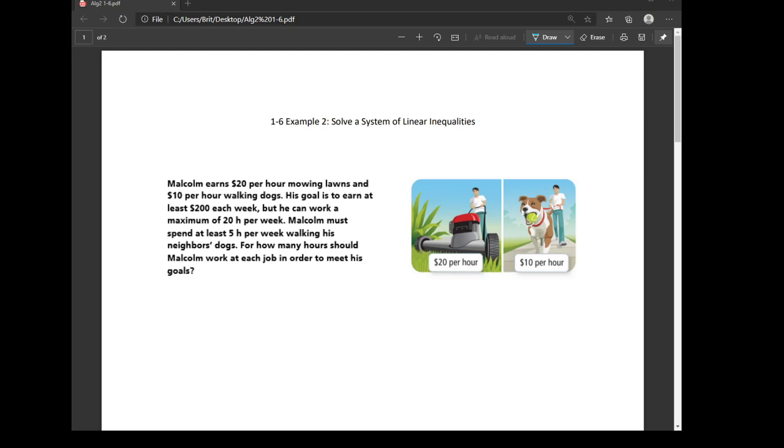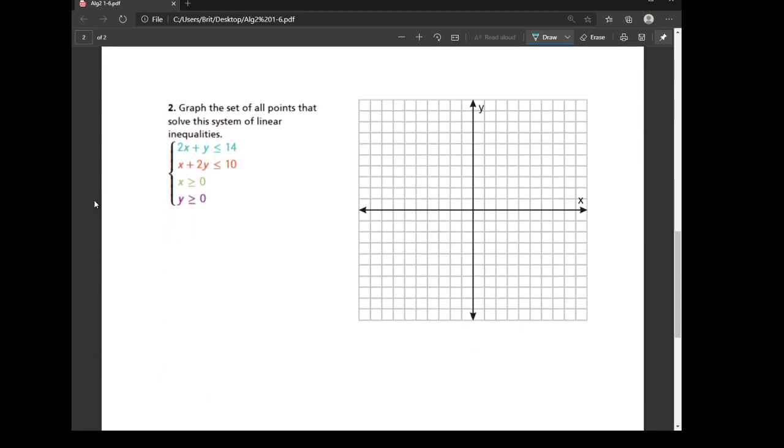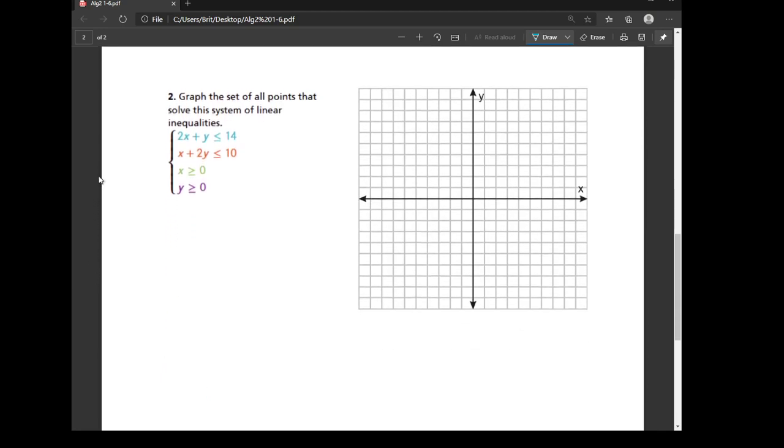This example I feel like is a little bit backwards, so I'm actually going to solve it backwards because I don't like that it goes into a word problem right away and then gives you just the basic set of graphing. So let's start by making sure that we know how to graph a system of linear inequalities, and then I'm going to go back up and we're going to do the word problem together. So let's take a look.